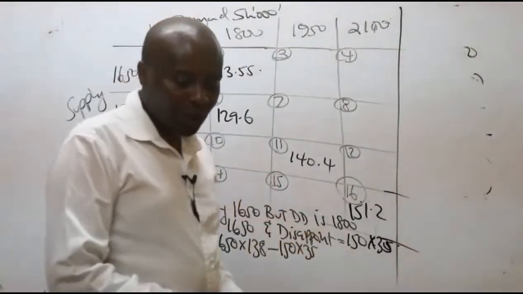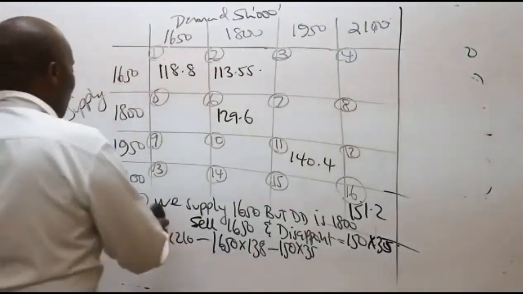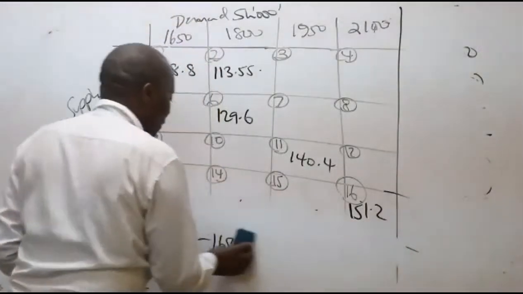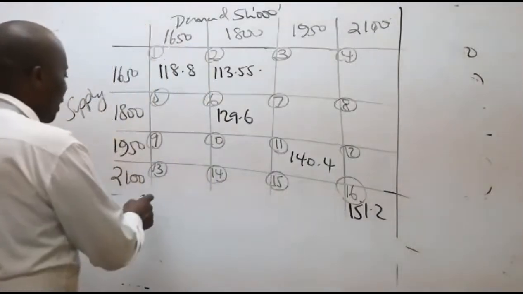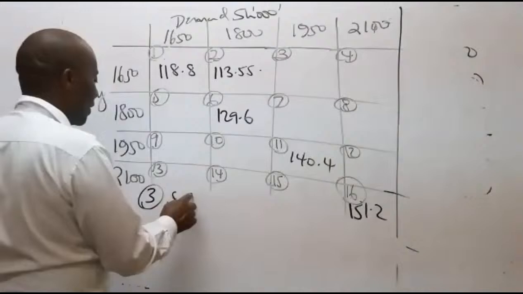So cell number three, what is happening? So for cell number 3, I would want to make this very clear. For cell number 3, we supply 1650.